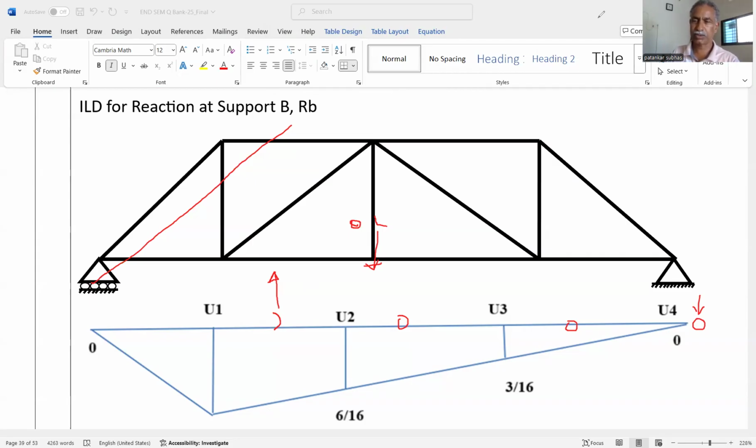For ILD, positive, that means the tensile member, it is on the upward side above the reference line, and compression, it is below the reference line. And for diagonal element and for vertical element, it is always 1 divided by some constant into sine theta. Of course, for diagonal, it is partly positive, partly negative, and for vertical member, it may be negative, it may be positive.